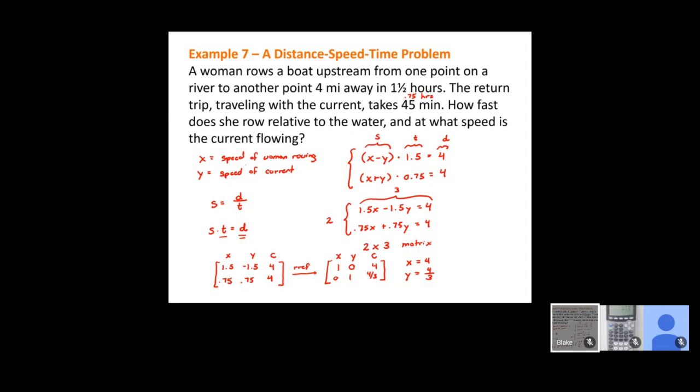And so now we know that her speed, the rowing speed, is going to be 4 miles per hour. And we know that the speed of the current is 1.3 repeating, or 4/3 miles per hour. And that would be our solution now to this problem. Now again, those are the same solutions that you would get if you were to solve this using elimination, or if you were to graph it, whatever you want to use, right? Because you can use whatever method you want. Okay, but this is another method now using matrices and reduced row echelon form that will also give us our solutions.